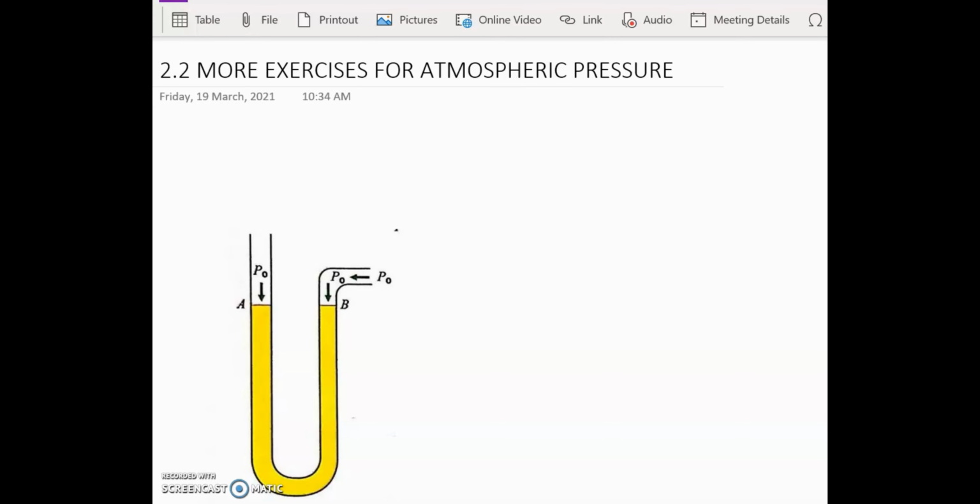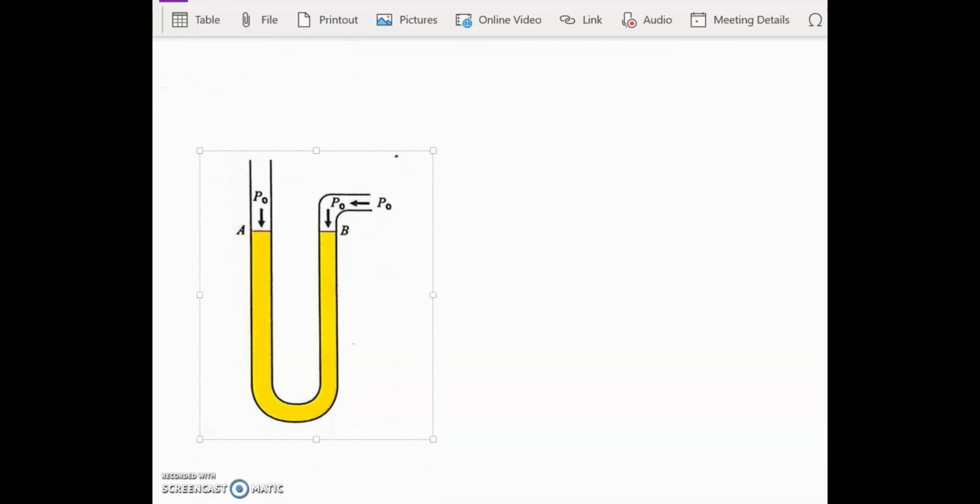Okay, so let's continue with more exercises for this subtopic. As you have learned in 2.1, you are given a manometer. So the pressure of liquid at the same level, let's say here A and B, is the same. Here, one end is open, another end is also open. So both are experiencing the same pressure, which is atmospheric pressure. So at A and B, the pressure is the same.